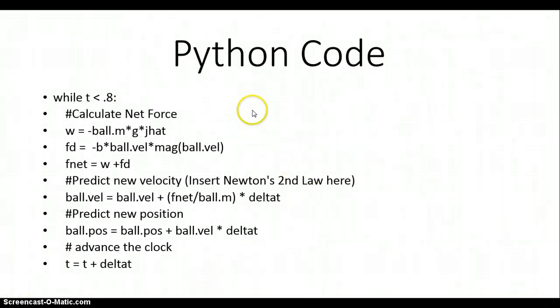Another thing I had to do was implement my physics principles, which I have here. The weight force is equal to negative ball.m times the gravitational constant times the j hat vector. The force of drag is equal to negative b times the ball's velocity squared, and F net equals the weight force plus the force of drag. Here I implemented Newton's second law, and here I used that to predict the new position of the ball as I advance the clock.